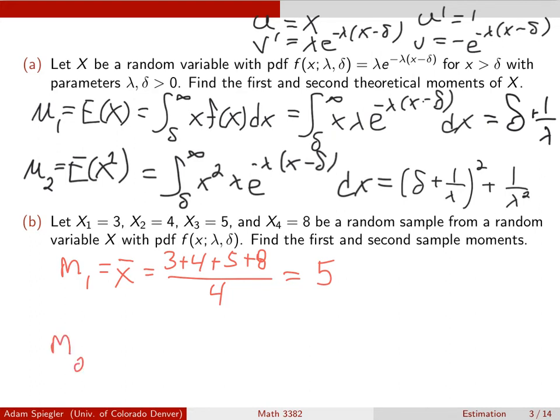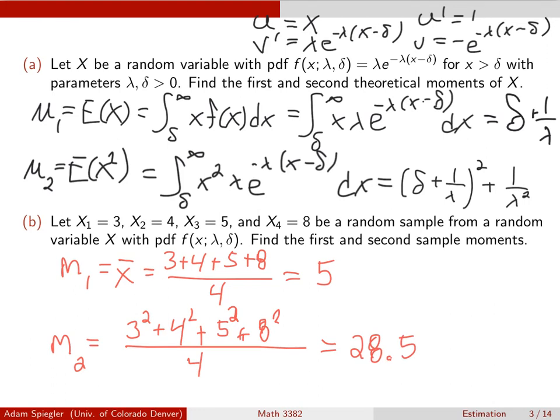And for the second sample moment, this one we would square each of the values. So this would be 3 squared plus 4 squared plus 5 squared plus 8 squared, all divided by 4 again, and in that case the second sample moment comes out to 28.5.